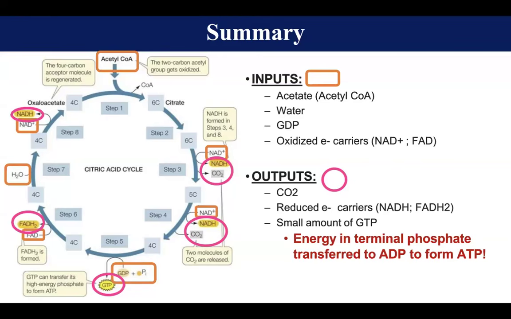So for the citric acid cycle, you won't need to know each individual step. The main thing you need to know is the inputs and the outputs. What is getting inputted? Acetyl-CoA from pyruvate oxidation, as well as water and some oxidized electron carriers. Your outputs: carbon dioxide gets released. You have a very small amount of GTP, which can help transfer its phosphate to form ATP later on, but it's very small. But the main output of the Krebs cycle are your electron carriers. The electron carriers are vital for the last portion of cellular respiration to produce ATP.